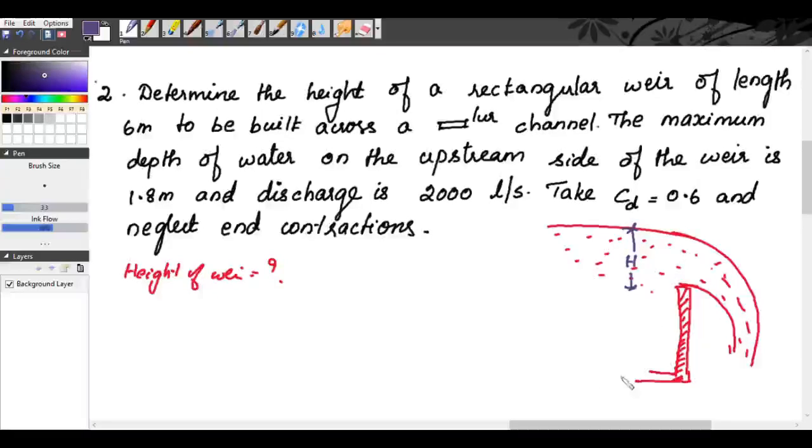So this is the bottom of the weir, right? So we will take the bottom of the weir as H1. That is the distance from the bottom of the weir to the free water surface is H1. And the height of the rectangular weir, we will consider it as H2. H is the head of water. So we need to find the height of the weir. That means we need to find what is H2.